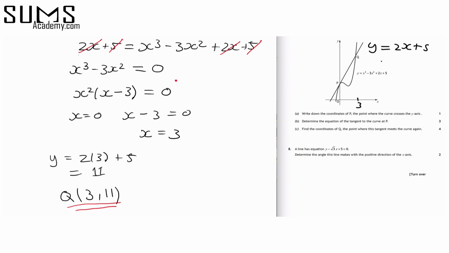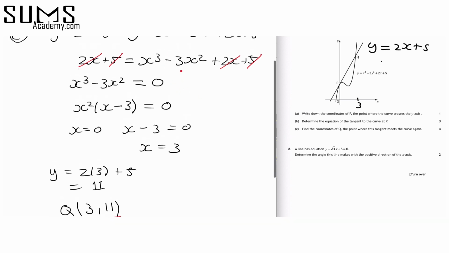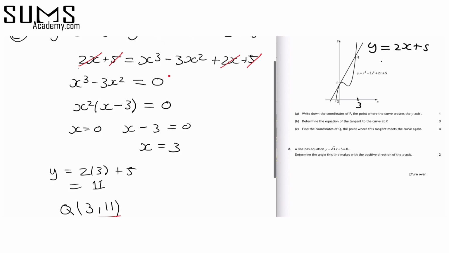So you get the first mark for knowing to put these two expressions equal to each other. And you get the second one for factorizing correctly, which is here. You get the third mark for getting this x coordinate and the fourth mark for getting the 11. Okay, that's it.